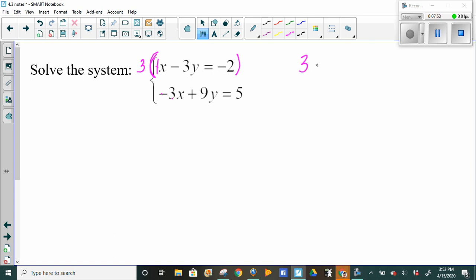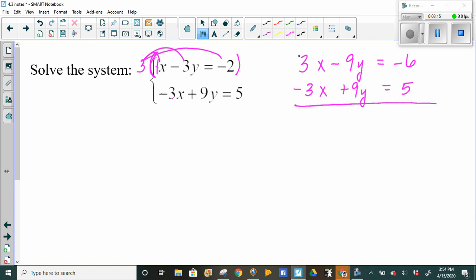So that's going to be 3x minus 9y, 3 times 1, 3 times 3, equals, and then 3 times this, don't ever forget this side over here, -6. So I don't have to multiply this one by anything because it already has a -3. Okay, and now we're going to add them together. So 3x minus 3x is nothing. So you got 0. -9 plus 9, well, those cancel out too. So you have nothing on this side, and you have a -1 on this side.